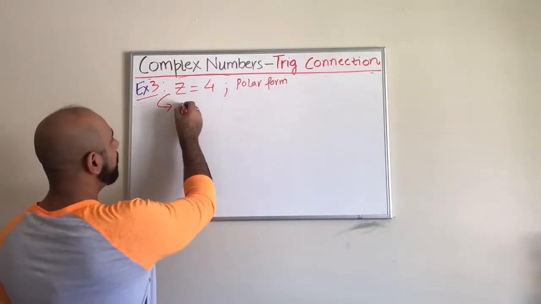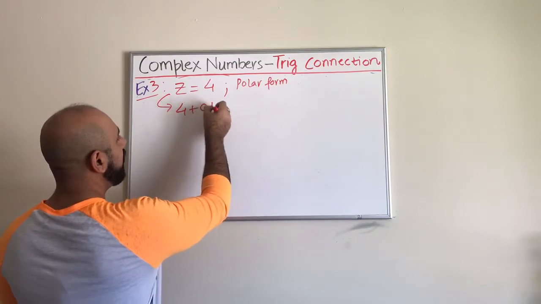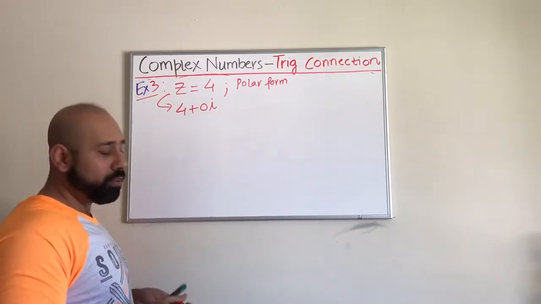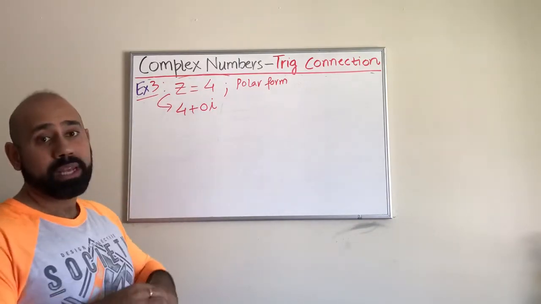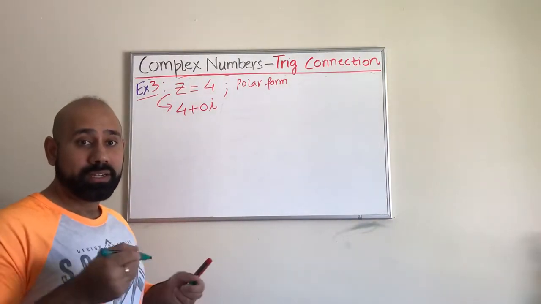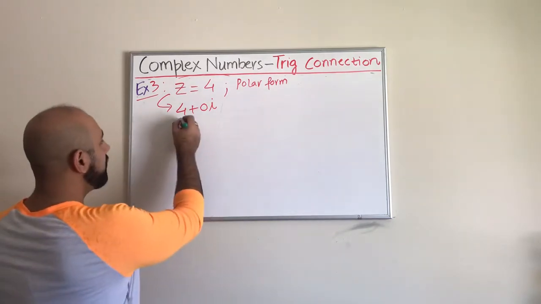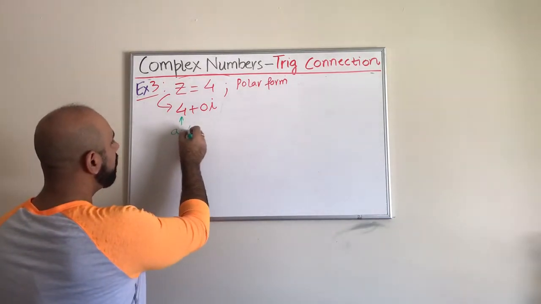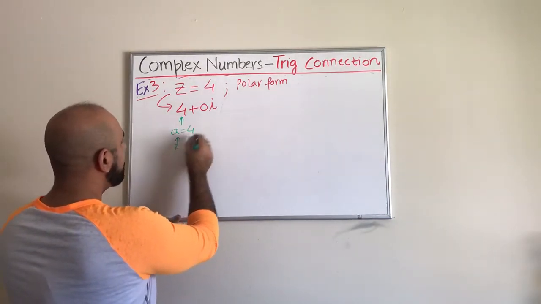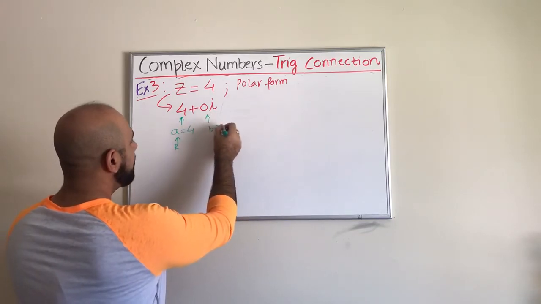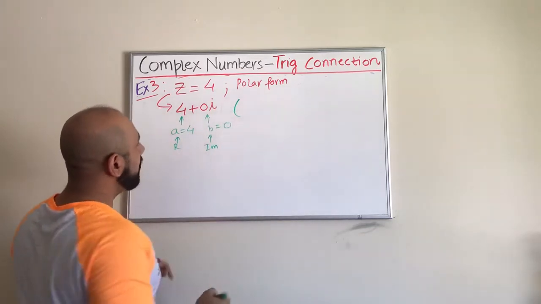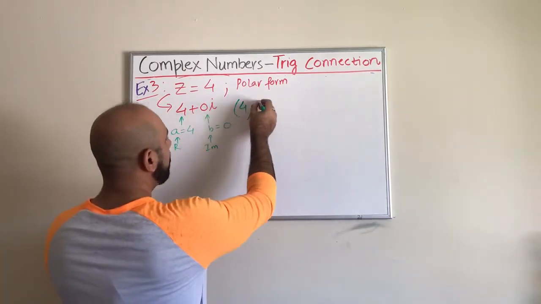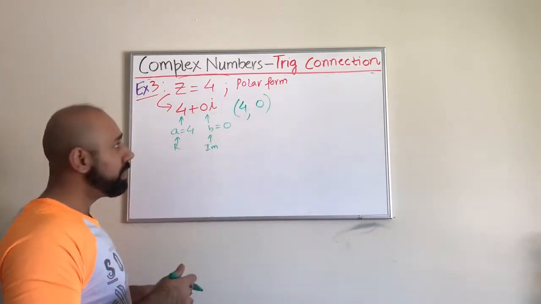So we can break it down as 4 plus 0i, because 4 plus 0i is still 4. By rewriting it as 4 plus 0i, we will be able to identify the real part and the imaginary part. So the real part a is 4, and my imaginary part b is 0. We can write a coordinate point 4 comma 0. That's what we usually do, the real part and the imaginary part.